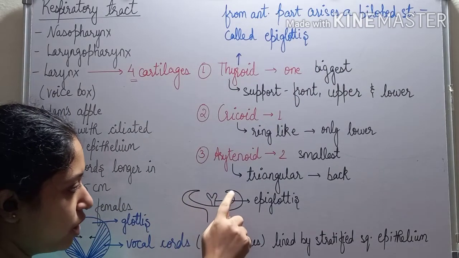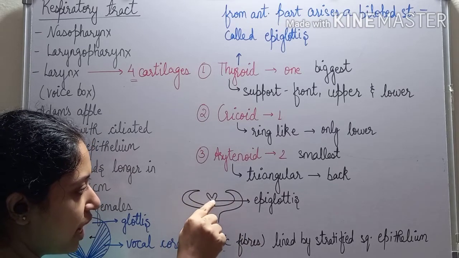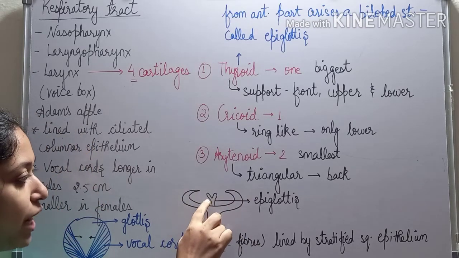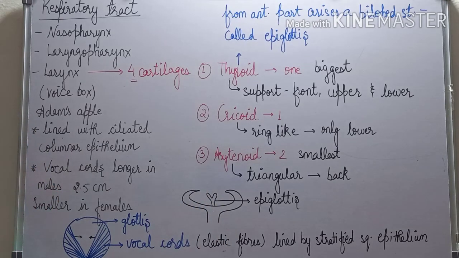This big one is the thyroid cartilage, and from its anterior front part arises a bilobed structure, two lobes are there, called the epiglottis. And what is the role of the epiglottis? It helps in closing the glottis, the trachea, the windpipe, when we eat food.